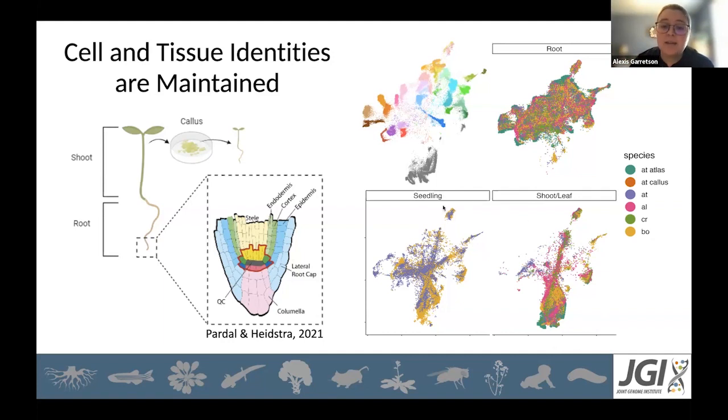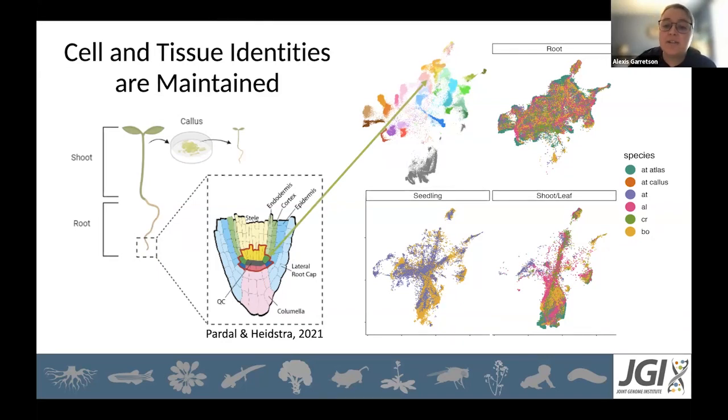And as you might expect, the seedling data is spread along the root and shoot sections of our UMAP. And while we're seeing nice integration of species, we're seeing some separation based on the tissue type, and then finer separation based on the specific cell types.